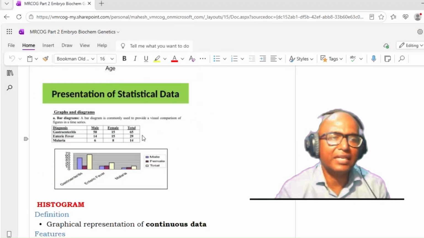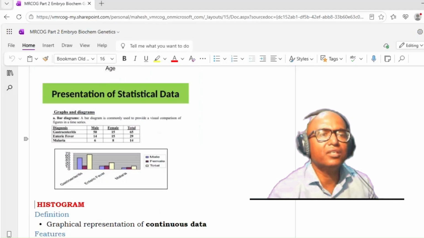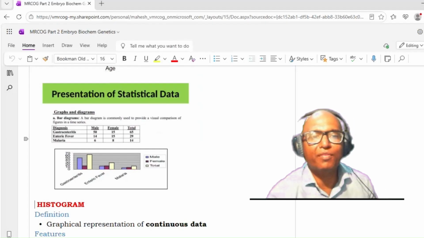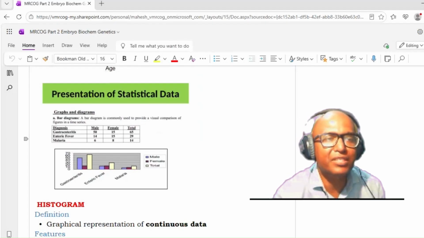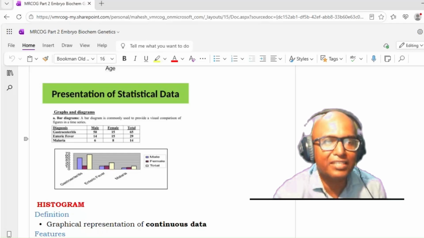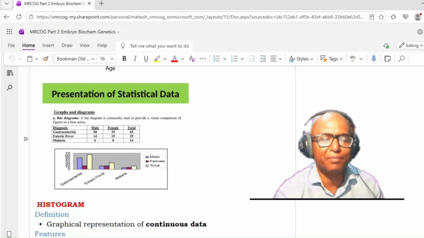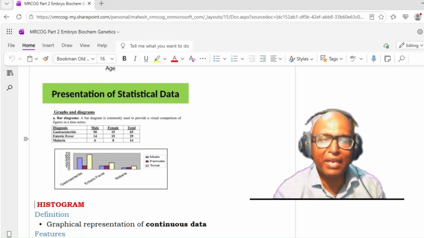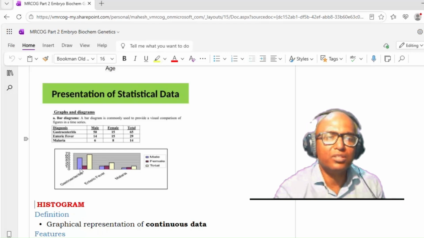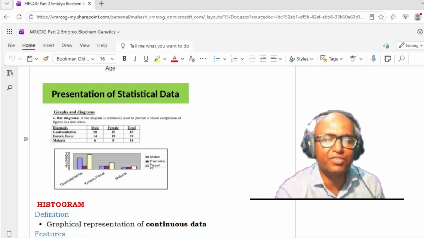This is another example where you have the bar diagram, which is commonly used to provide a visual comparison of figures in time series. You have gastroenteritis patients, enteric fever patients, and malaria patients. So you have three different categories and the number of patients in each category. Then you have male, female, and total. These are the males having gastroenteritis, these are the females, and this is the total. Same for enteric fever and malaria. Here is the explanation given. You see that these bars are separate from each other.